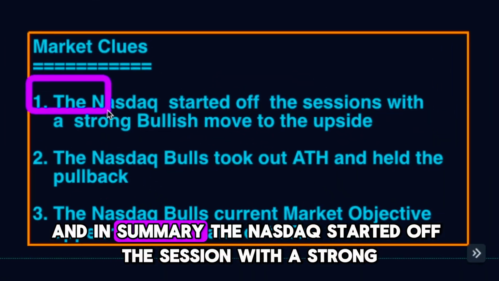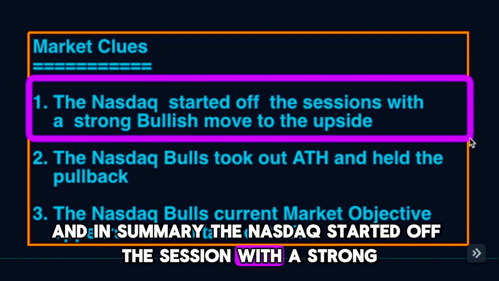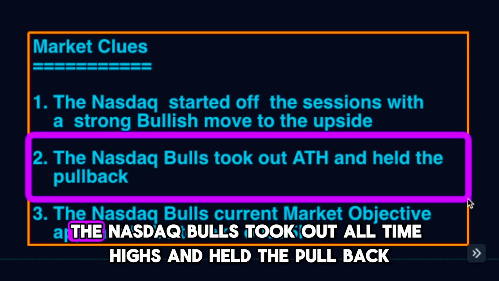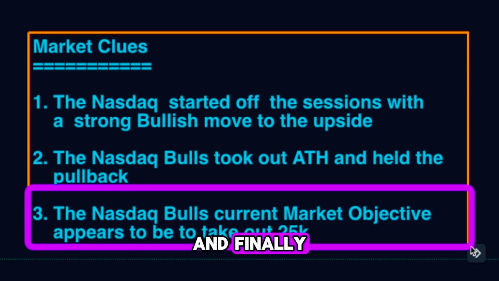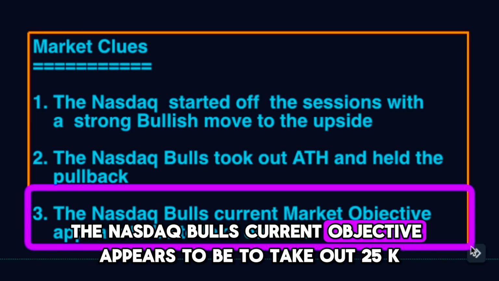In summary, the Nasdaq started off the session with a strong bullish move to the upside. The Nasdaq bulls took out all-time highs and held the pullback. And finally, the Nasdaq bulls' current objective appears to be to take out 25K.